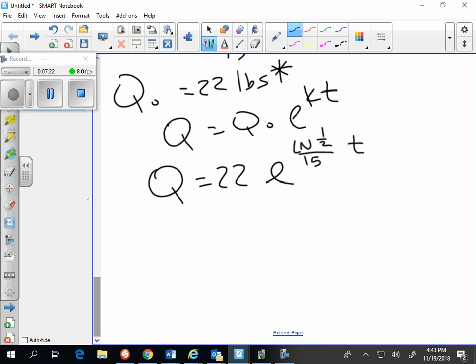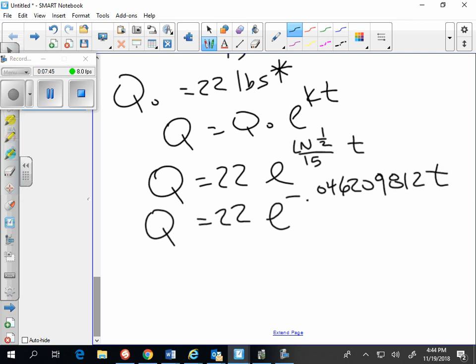times time. I know many of you are keen to decimalize the ln of a half divided by 15. I'll get my calculator going on that now. ln of a half divided by 15, and I get this for the rate. Q equals 22 e to the negative 0.046209812 t. And because e is raised to a negative power, we know this is exponential decay. And that makes a lot of sense since we were told that these gnomes decay radioactively.